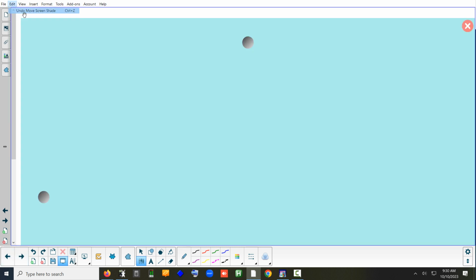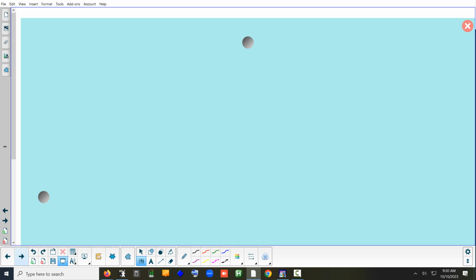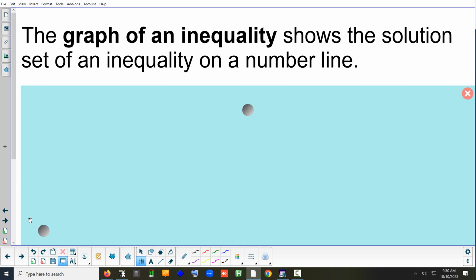I think I messed something up. Hold on. There it is. The graph of an inequality shows the solution set on a number line. So it's like we're drawing a picture. And we can do these kinds of problems on the test, where we draw the answer as a graph.